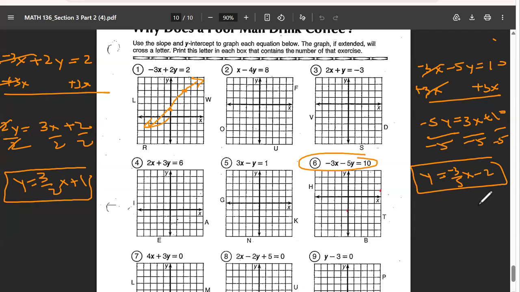Okay, all right. So now we graph it. So we have down 2, 1, 2, and then down 3. We don't go back to the origin, we stay at where the first point we're at. So down 3, 1, 2, 3, and over 5. 1, 2, 3, 4, 5. Okay, then we need to connect the dots.